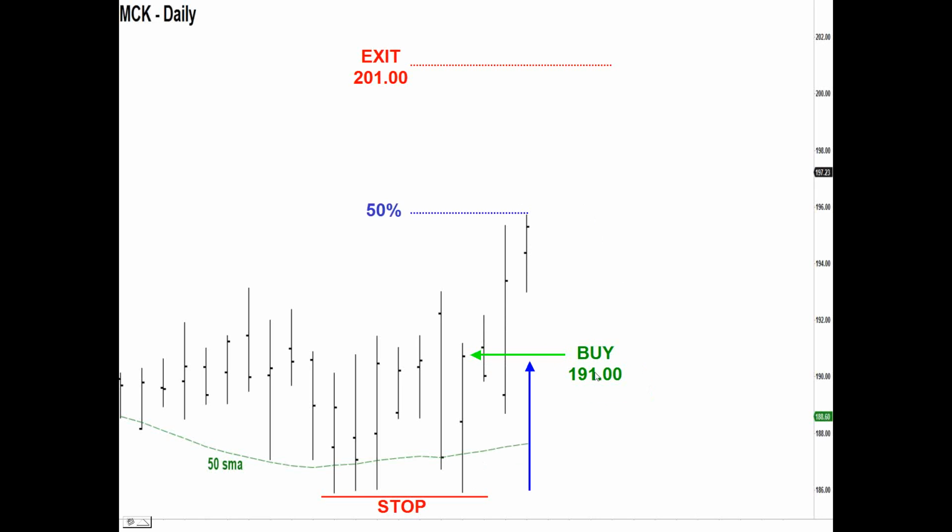Now, what a lot of our students like to do is perhaps sell half the position right here and sell the remaining half up here. That's okay. As I stated, there is not one way to trade anything. And in fact, you should never trade the way someone else trades. Trade what makes you feel comfortable. That's how you will become consistent.